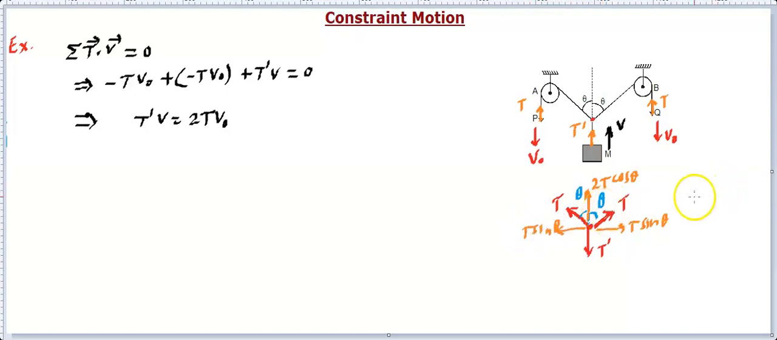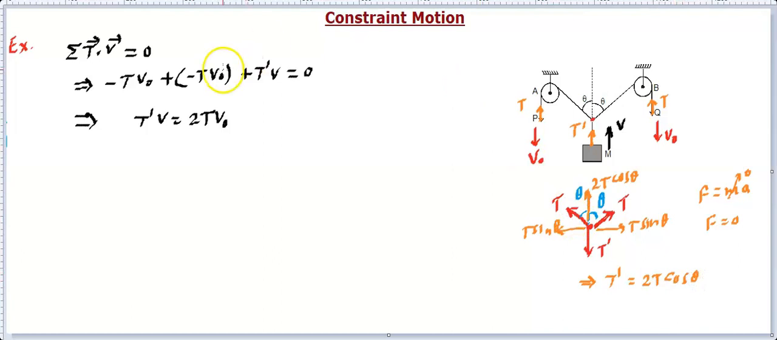Since it is massless, whenever anything is massless, F equal to ma, according to this, the net force must be 0. So net forces are adding up to 0. You'll find the horizontal components of forces are equal and opposite, isn't it? And the vertical components also have to be equal and opposite. So that will give us the value of T dash. So T dash is going to be equal to twice T cos theta.